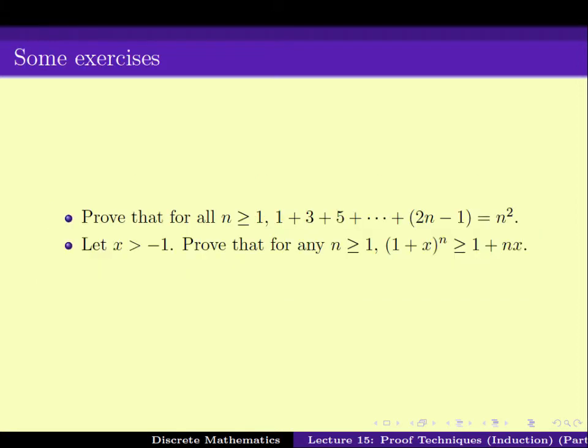I finish this video today leaving two exercises. The first one is: prove that the sum 1 plus 3 plus 5 till 2n minus 1 is n squared for all n. In other words, the sum of the first n odd numbers is n squared. And the second one is that if x is greater than minus 1, prove that for all n, (1 plus x)^n is greater than or equal to 1 plus nx. So these are the two exercises which can be solved using the induction technique that we have seen so far.